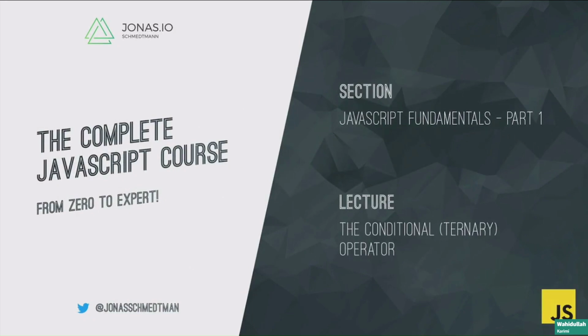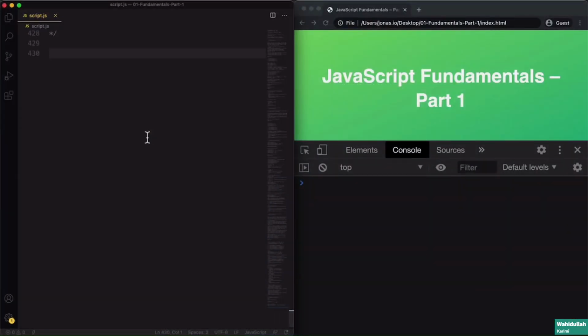So we already saw two ways of writing conditionals: the regular if-else statement and the switch statement. But there is another one, and that's the conditional operator. And this one is actually really nice. So let's check it out. The conditional operator allows us to write something similar to an if-else statement, but all in one line.